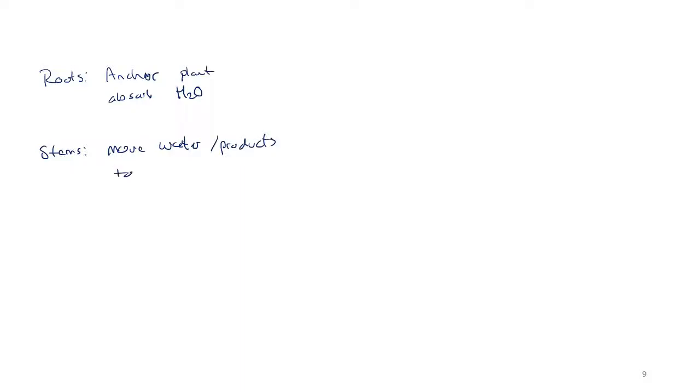So plant parts, we've got roots. They anchor the plant to the ground, but also absorb water and nutrients from the ground. Stems move water and products to or from the leaves. And of course the leaves, photosynthesis happens here.